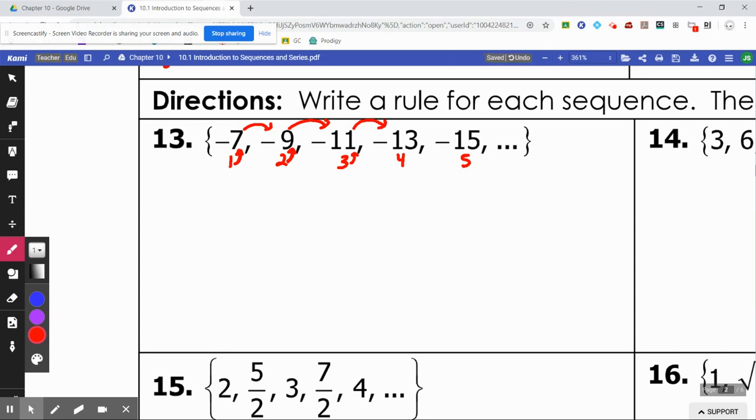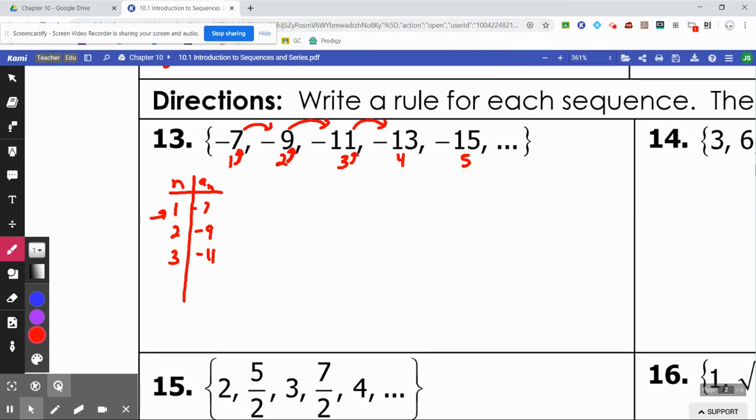Think of it like this. We're going to have to look at this as kind of like a t-table of n's and A of n's. My first term is -7. My second term, -9. My third term, -11, and so on and so forth. So could I multiply something by these n values and then add it to something in order to obtain them? That is what we're looking for here. So let's look at that.